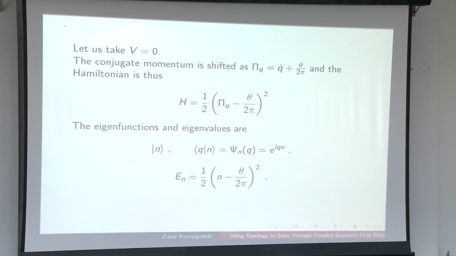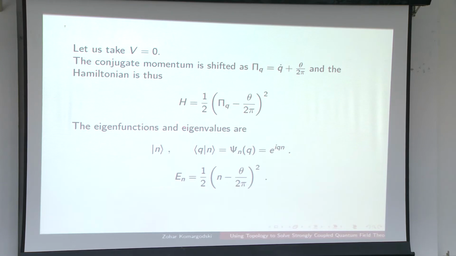But let me just review the quantization of the system, which is probably familiar to many of you from grad courses. Let's take a vanishing potential. For a vanishing potential, the theory is quadratic. And this funny term that we've added shifted the conjugate momentum by a constant. So the Hamiltonian is this, and π_q is just the conjugate momentum, so it's d over dq.